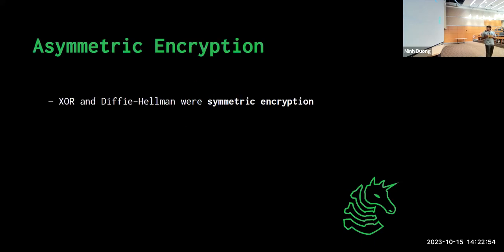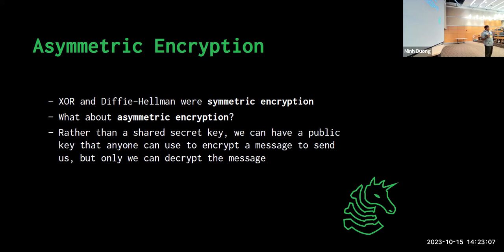XOR and Diffie-Hellman were symmetric encryptions because we had one key to deal with all of that. But now what happens if we introduce a system of two keys? This is asymmetric encryption. So rather than using a shared secret key that's been going between them, we now introduce a second key such that anyone can use this to encrypt the message, but only we can decrypt the message because we have the other key. The two keys are the public key and the private key in this case, and we use that to implement RSA.